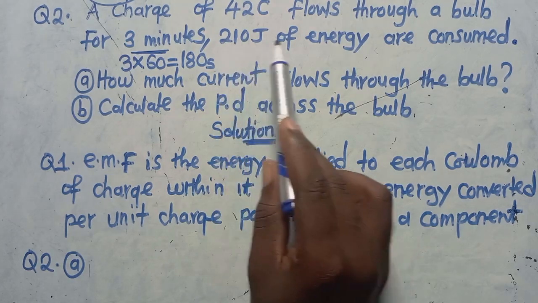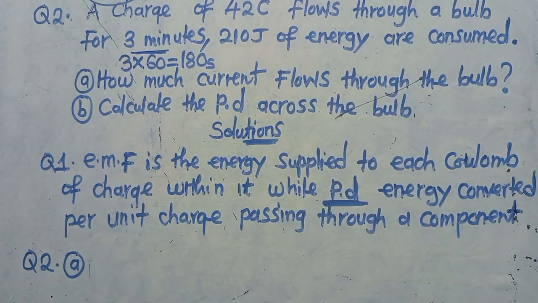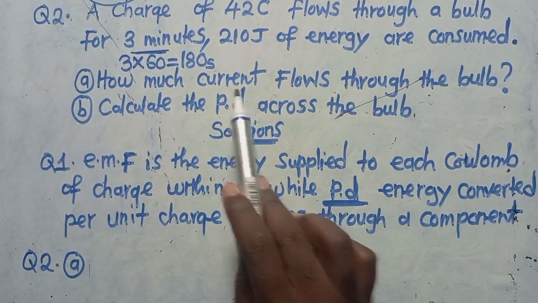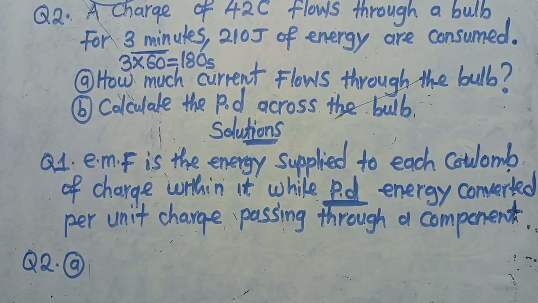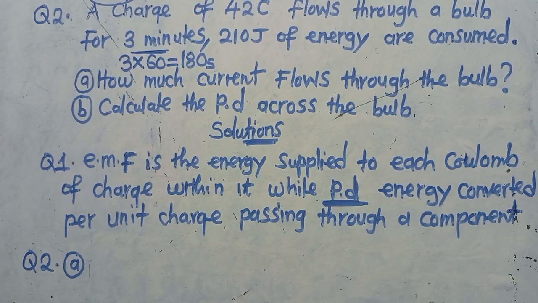Then 240 joules of energy are consumed. The first question is saying, how much current flows through the bulb? They want us to calculate the current that flows through the bulb. You need to understand that the formula is that current is equal to charge over time. This is a particular formula that we know, isn't it?